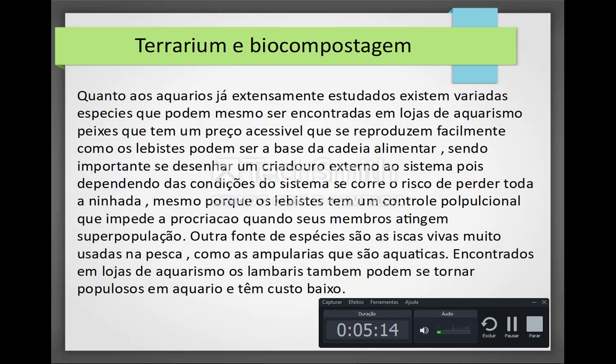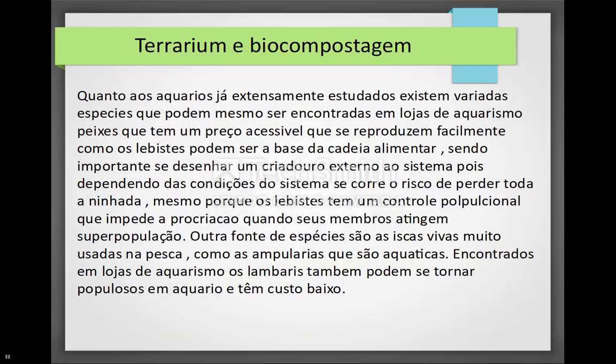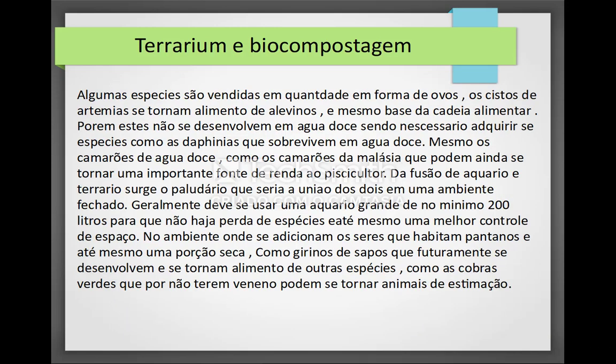Another source of species are live baits that are widely used in fishing, such as for aquariums. Found in aquarium stores, Lamaris can also become populous in aquariums and have low cost. Some species are sold in quantity in the form of eggs. Artemia cysts become food for fry, and even the base of the food chain. However, they do not develop in fresh water, and it is necessary to acquire species such as Daphnia that survive in fresh water. Even freshwater prawns, such as Malaysian prawns, can still become an important source of income for fish farmers.